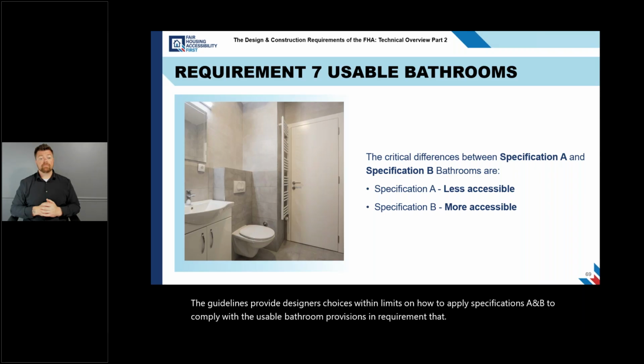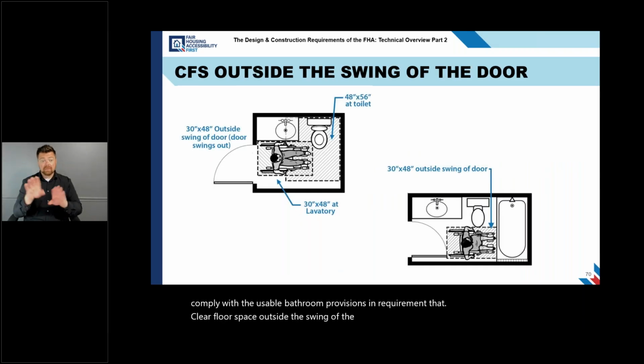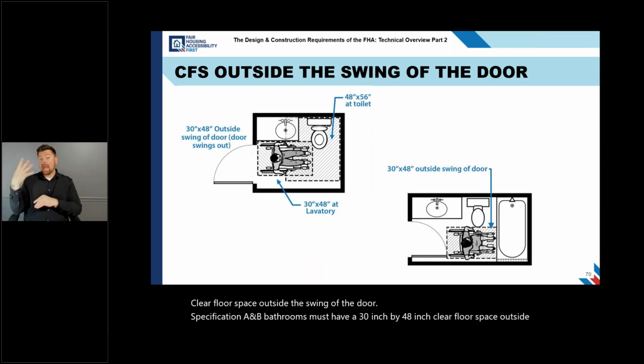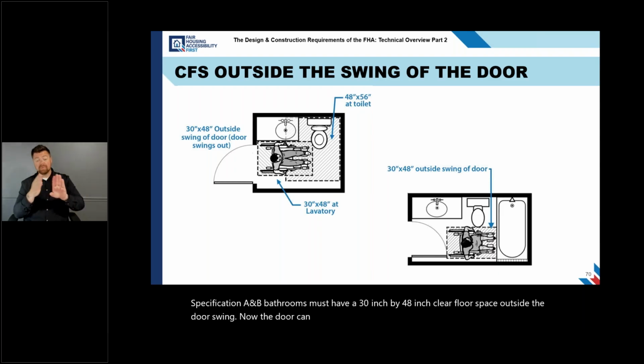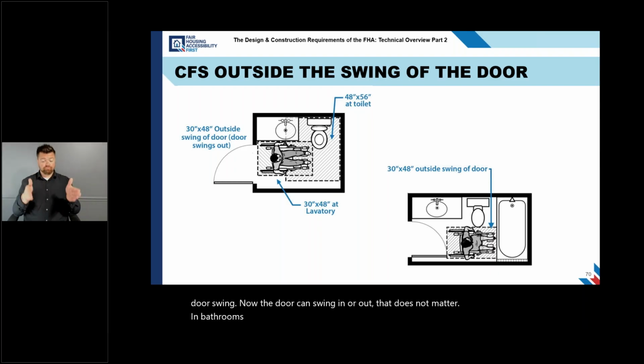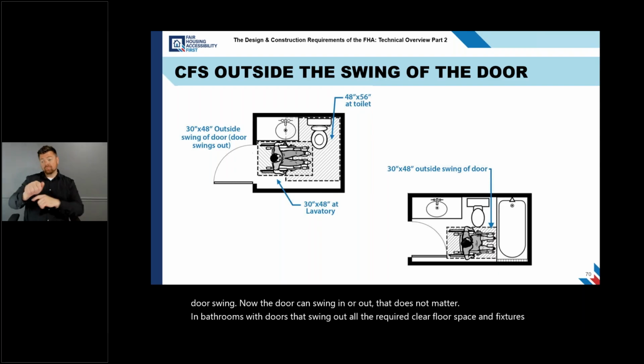Clear floor space outside the swing of the door. Specification A and B bathrooms must have a 30-inch by 48-inch clear floor space outside the door swing. Now, the door can swing in or out, that does not matter. In bathrooms with doors that swing out, all the required clear floor space at fixtures must still be provided.